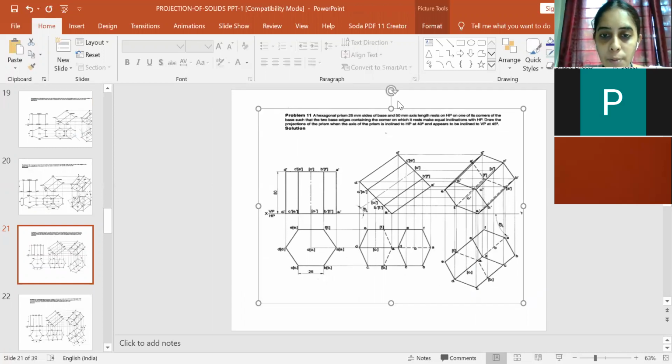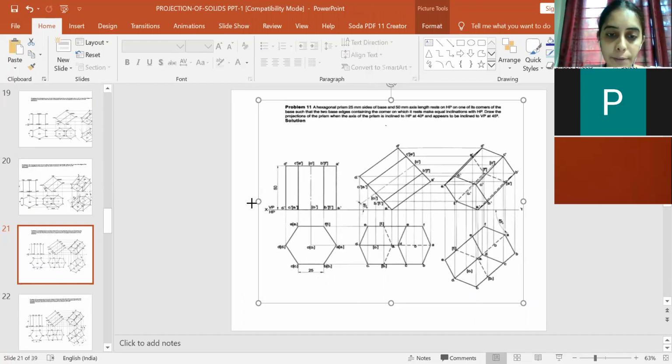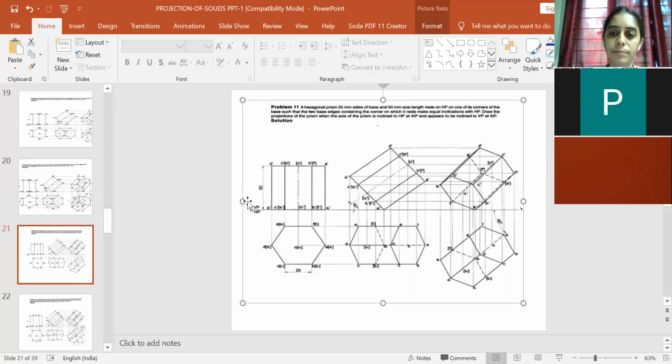Okay, so this problem is resting on one of its corners. So what happens over here? It is a hexagonal prism of 25 mm side of base and 50 mm axis length which rests on HP on one of its corners of the base such that the two base edges containing the corner on which it rests make equal inclination with HP. So this is the problem of how it rests when it is resting on one of its corners.